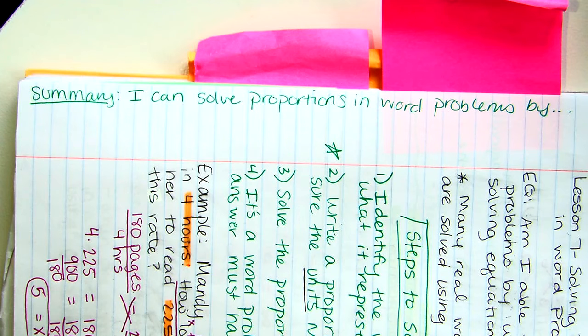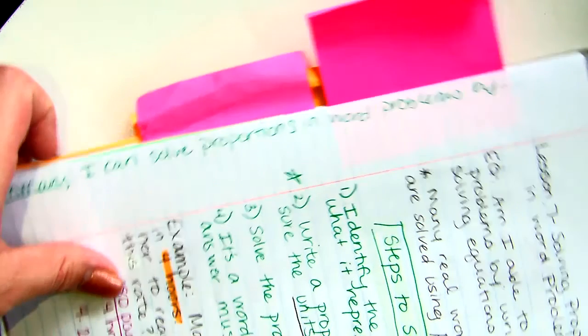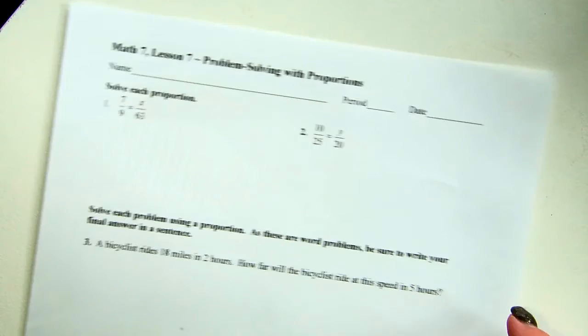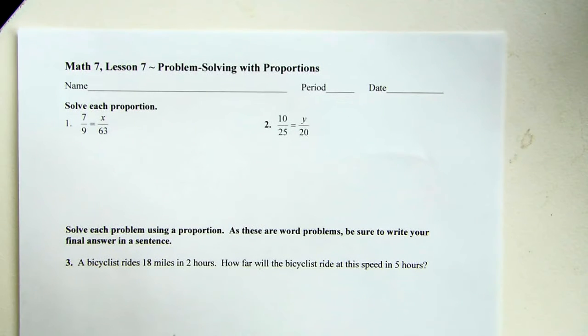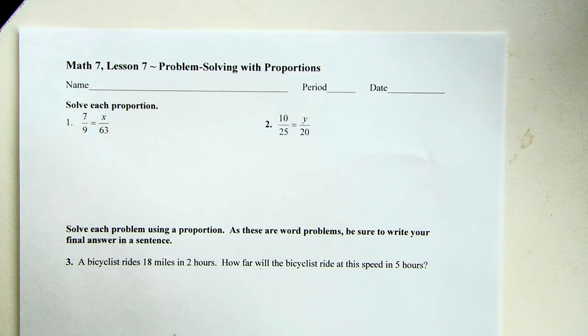Like I said at the beginning of this video, these notes are going to be together with your Lesson 7 worksheet. Now your Lesson 7 worksheet is going to look just like this. It'll say Math 7, Lesson 7. This is problem solving with proportions.